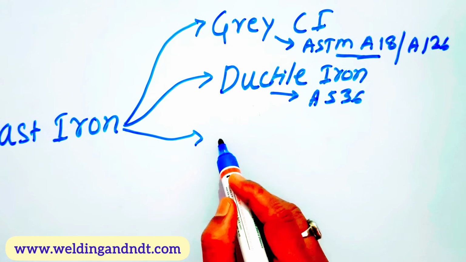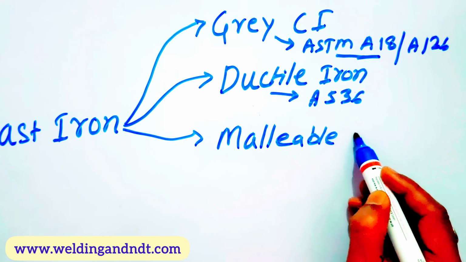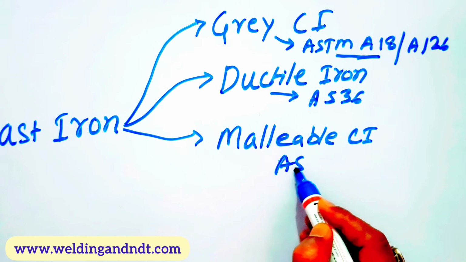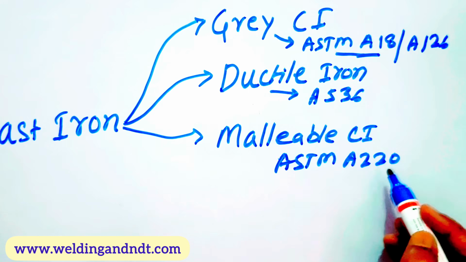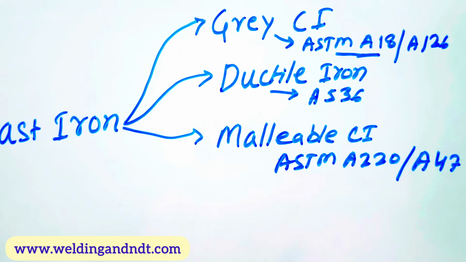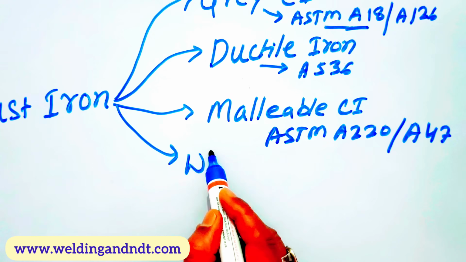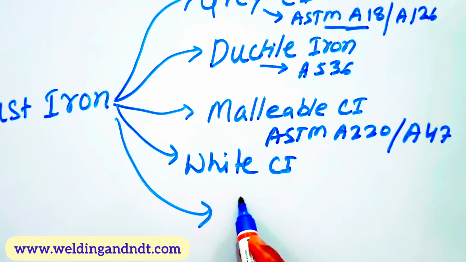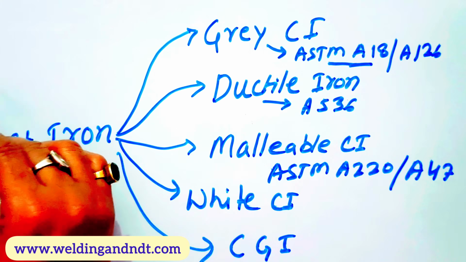Then you have malleable cast iron. And in malleable cast iron, you have material grades like ASTM A220 or ASTM A47. So these are the material grades for malleable cast iron. Then you have two more cast irons, that is white cast iron and compacted graphite iron, CGI, compacted graphite iron. So like this the cast iron is classified.